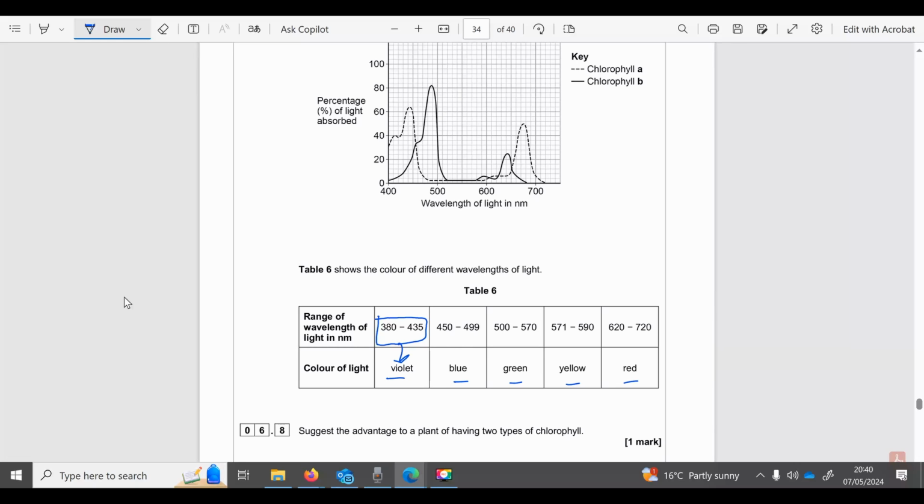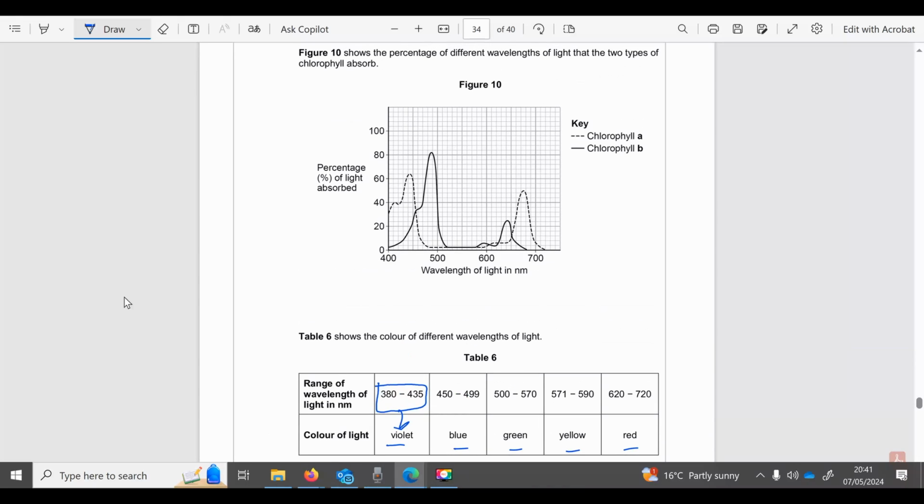Well, let's go back to the graph and let's study it a bit more because we didn't do it the first time. So we can see chlorophyll A. Chlorophyll A is present in this section, whereas chlorophyll B doesn't have much in that section there.